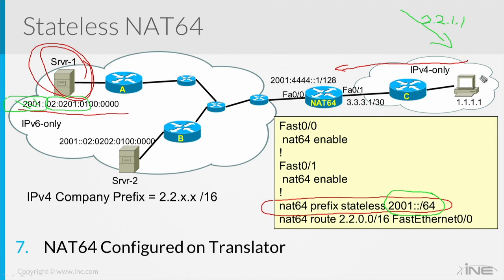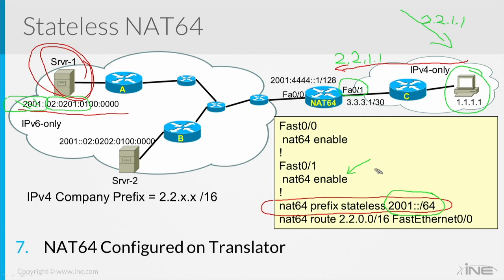So now this laptop, this PC, has just learned of an IPv4 address of server 1. And so he sends his packet. That's what this is right here. He's sending a packet to 22.1.1.1, sourced from 11.1.1.1. Now when that packet hits this interface, that interface has been enabled for NAT64.